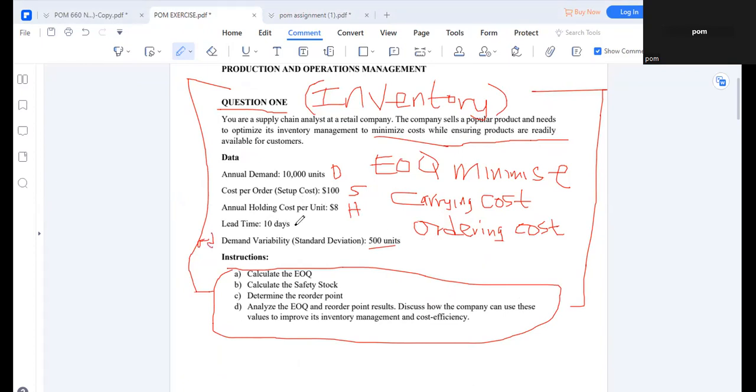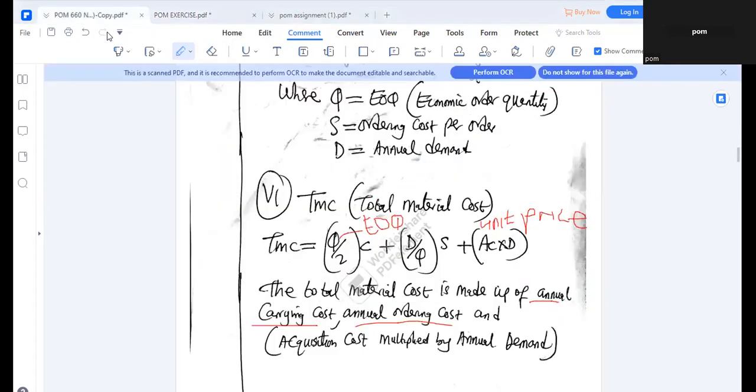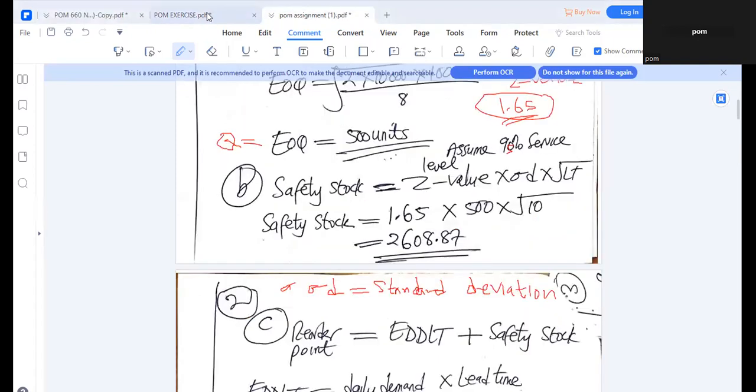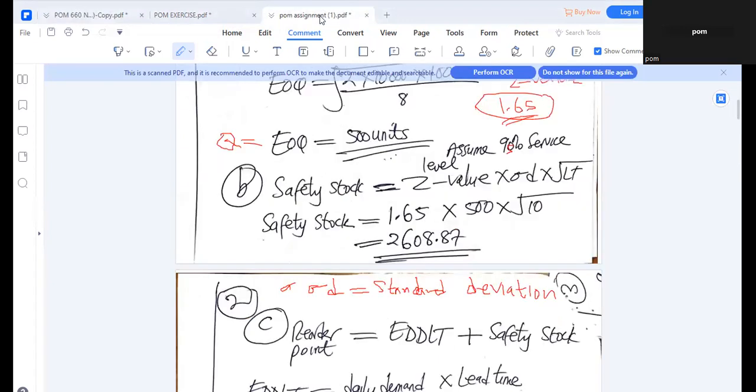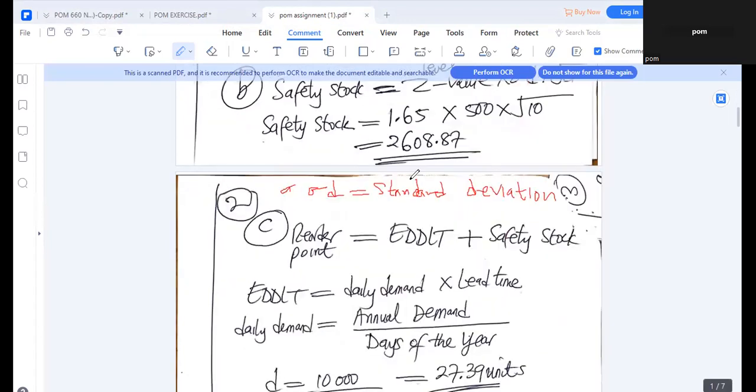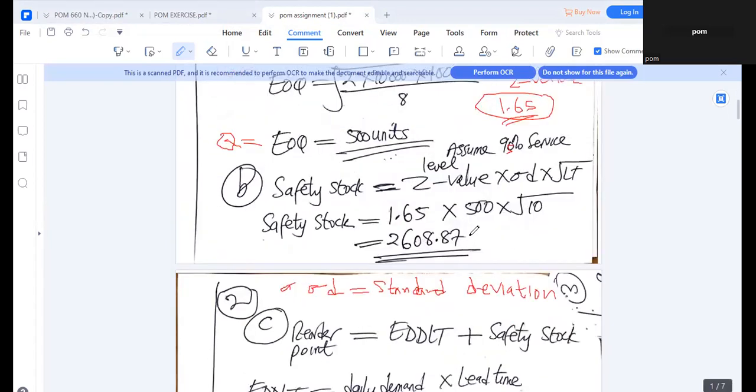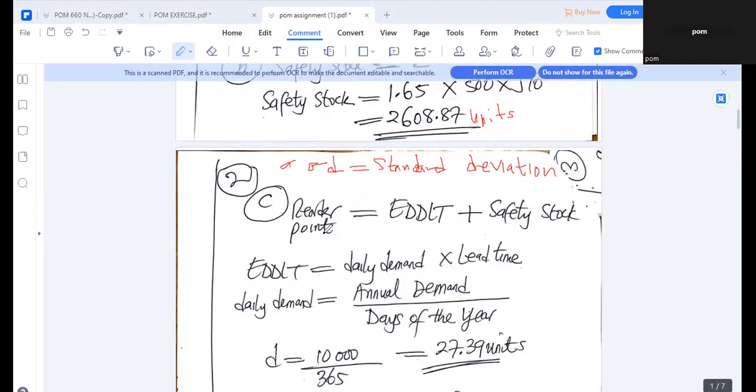And then the lead time was 10 days. So as we are getting down to this solution, we can now see that the safety stock is 2608.87 units. And then from here, we are going to have the order point, which is expected demand during lead time plus safety stock. The safety stock is already calculated.